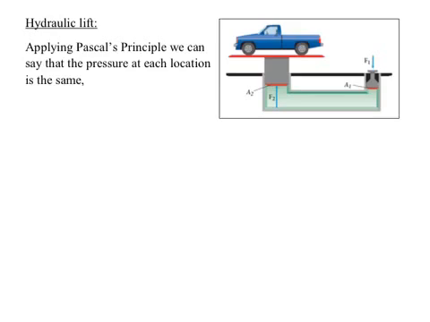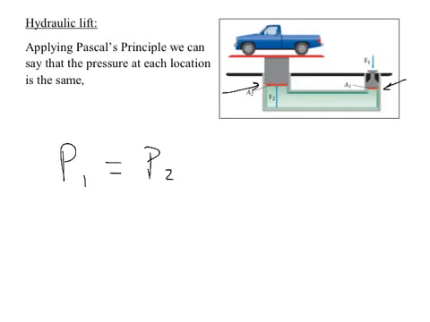What we can see here is if we apply Pascal's principle, we could say that the pressure at each location is the same. So that means the pressure here, here, here, all the same. Those are all the same pressure. So let's look at the pressure at the first location and say that that's equal to the pressure at the second location. Again, this is the first location here. This is the second location.